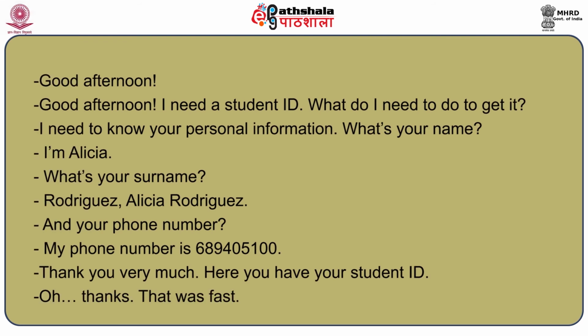So the translation of the same conversation is: Good afternoon. Good afternoon. I need a student ID. What do I need to do to get it? I need to know your personal information. What's your name? I'm Alicia. What's your surname? Rodriguez. Alicia Rodriguez. And your phone number? My phone number is 689-405-100. Thank you very much. Here you have your student ID. Oh, thanks. That was fast.